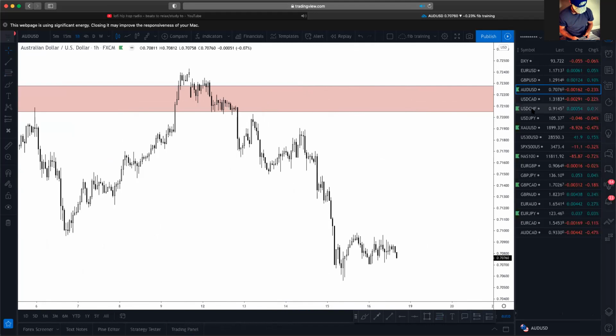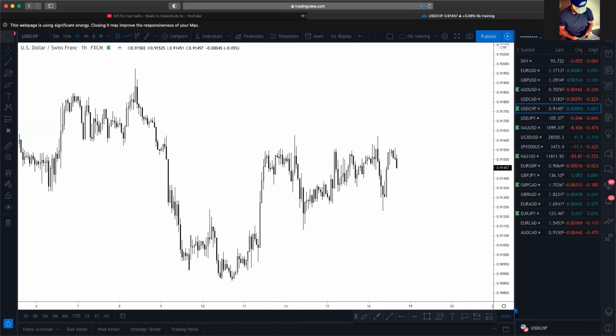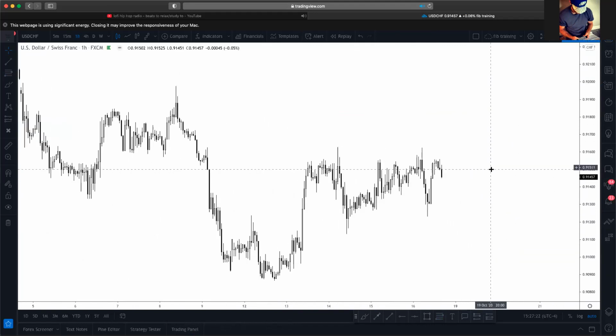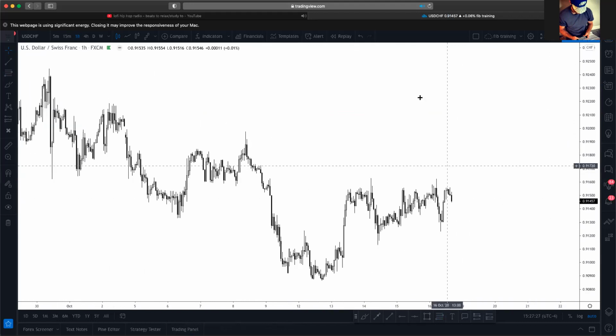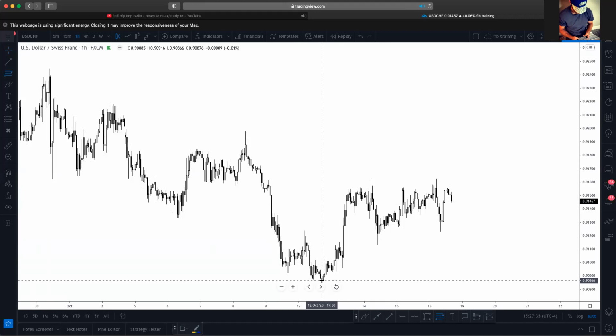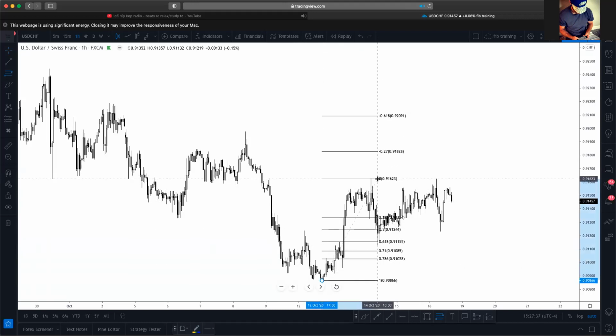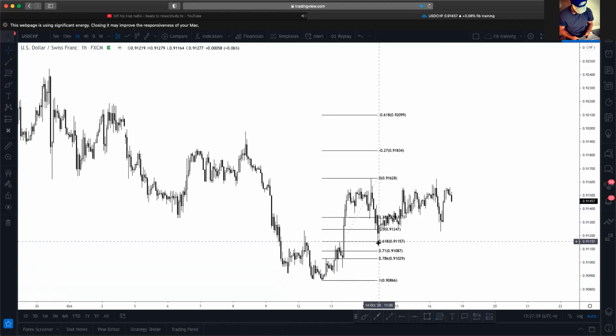Let's go look at USD CHF. This happened last week. And I wanted people to kind of, I put in the chat to kind of show me a chart of this. I wanted people to kind of show me what I saw. We had a couple people do that. So from low to high, we had price wick the 61.8 and make a move up.